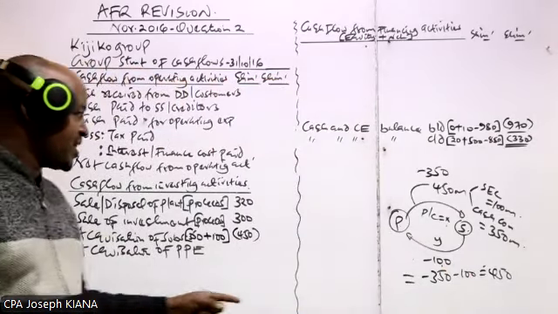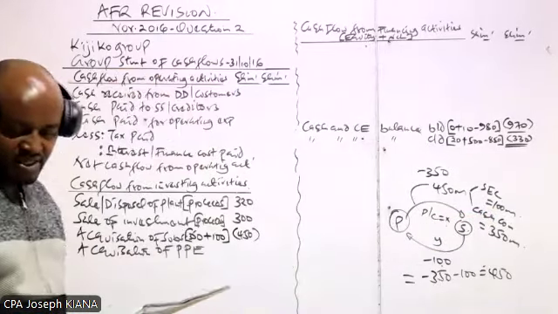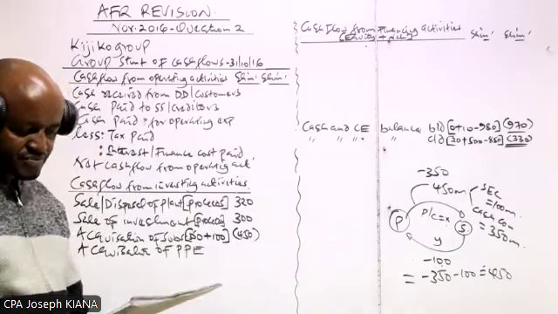So we don't consider the amount which was paid in shares because it's a non-cash transaction. I think basically that's what we have in note number 5.